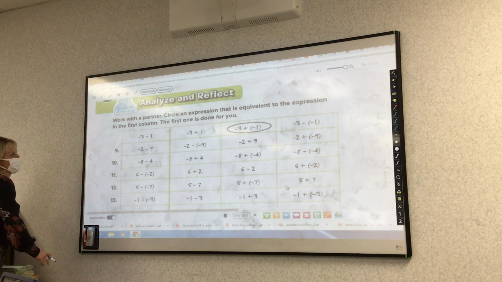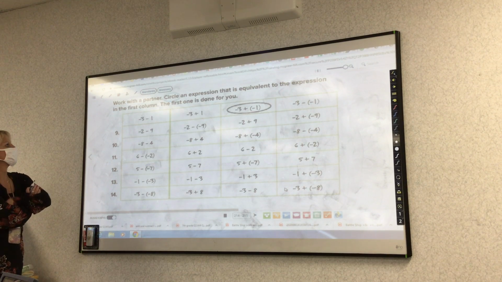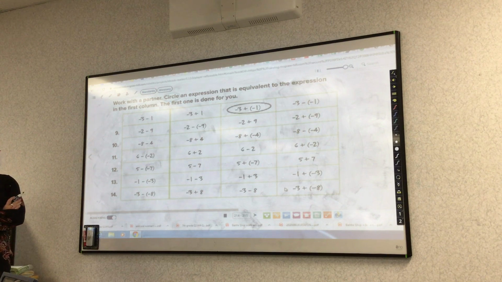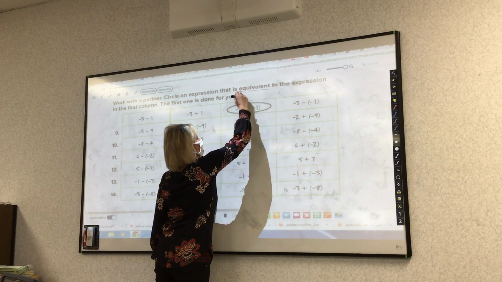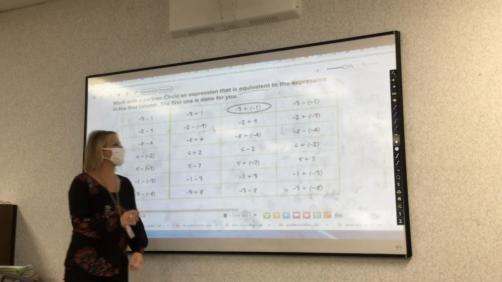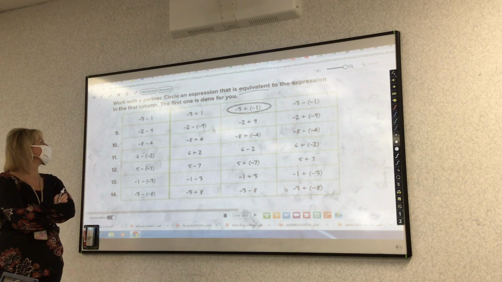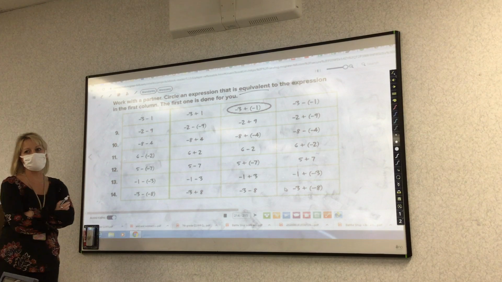So let me explain this chart to you so you don't get confused. It says work with a partner. Circle an expression that is equivalent, underline that word. Equivalent, what does equivalent mean? Equal. Equivalent to the expression in the first column. The first one is done for you.